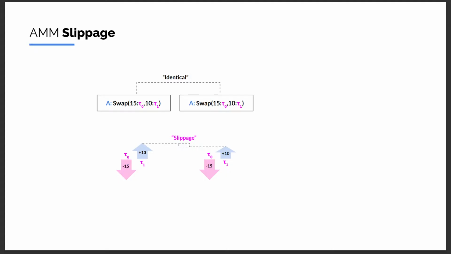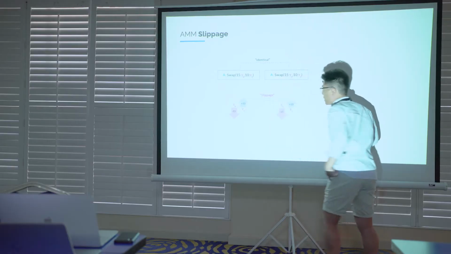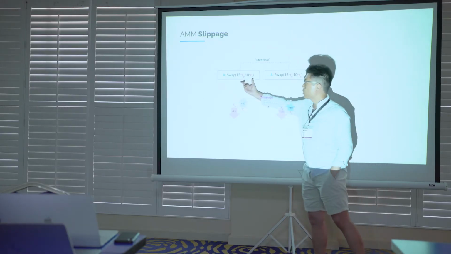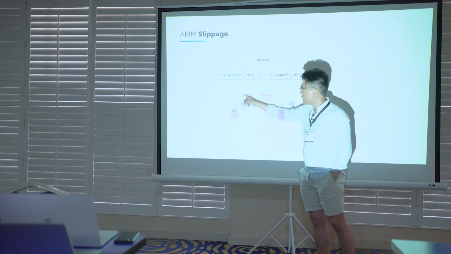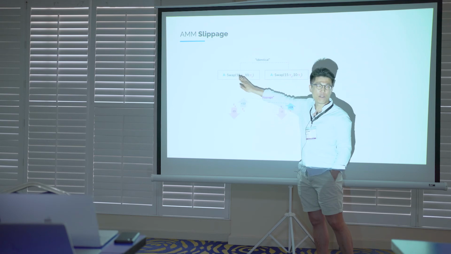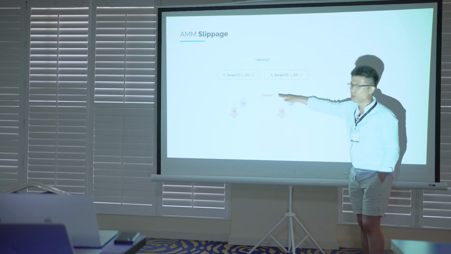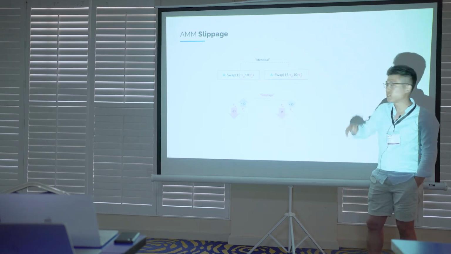So a very introductory slide to MEV attacks or front-running attacks. Here we have two actions in sequence by user A against an AMM. And these two actions are identical. The parameters are chosen so that they're the same. What I'd like to show here is simply that as they are executed in sequence, the amount that the user receives for the same input amount, namely 15 units of tau 0, actually decreases with the second transaction. So this, as you all know, is called slippage.